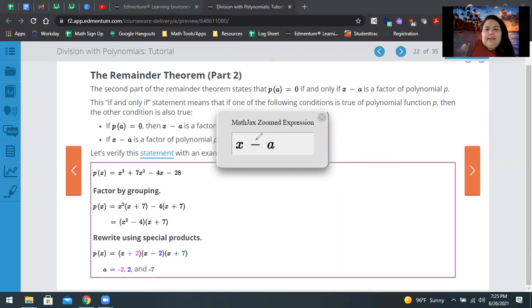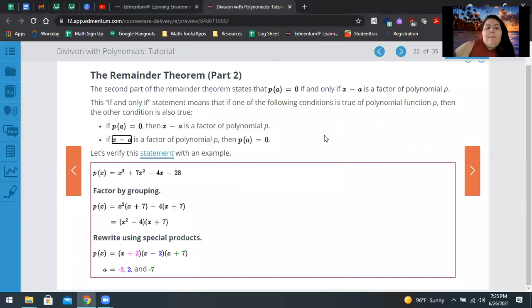Right there, it's because we see this minus 3, you take the opposite sign. What happens if it's x plus 5? The value that you're going to use there is x is equal to negative 5. So that's just a little bit of a shortcut from there. But let's take a look at this one. So P of x, right? It's x cubed plus 7x squared minus 4x minus 28.